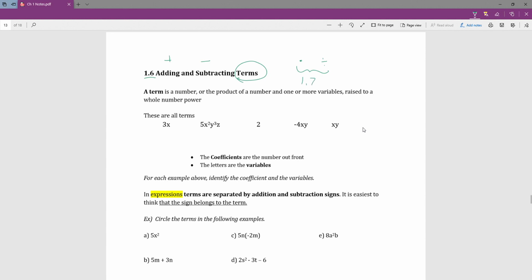And so before we get into all the operations with terms, we need to figure out what the heck a term is in algebra. So a term is a number or the product, and again that implies multiplication, of a number and one or more variables raised to a whole number power. So we're going to have numbers, letters, and exponents in all this. So that's what we're talking about, power here. We're talking about exponents.